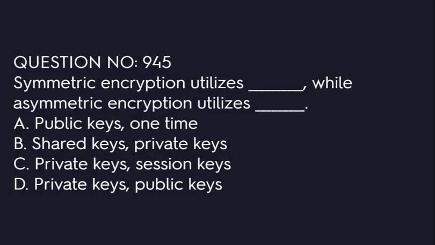Question 945. Symmetric encryption utilizes blank, while asymmetric encryption utilizes blank. A. Public keys, one-time, B. Shared keys, private keys, C. Private keys, session keys, D. Private keys, public keys. B.